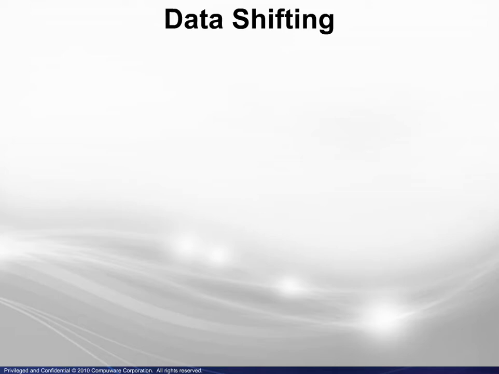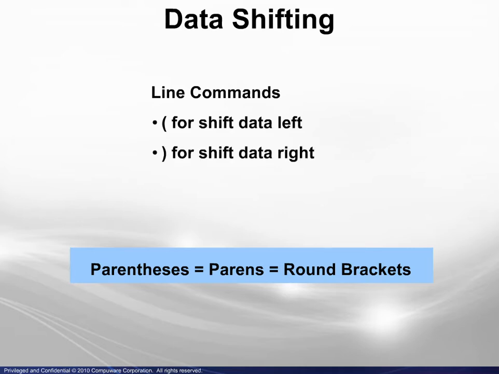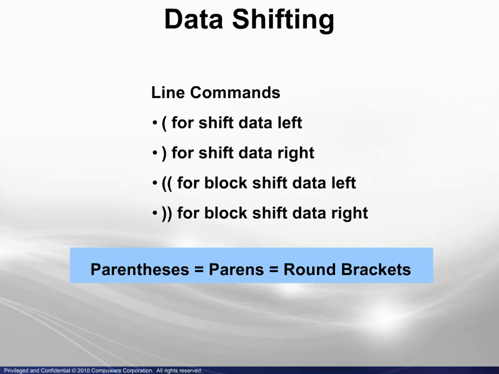Data shifting is controlled by line commands. Parentheses, also known as parens or round brackets, are entered in the line command area. Shift commands are shown here for left and right. Block commands are valid as well. Let's look at an example.